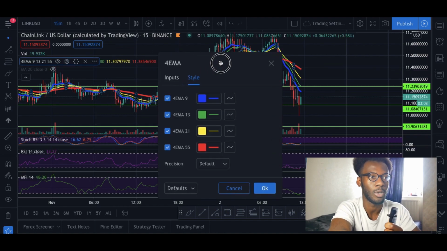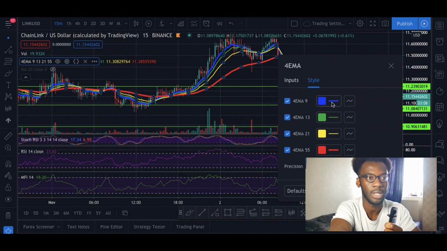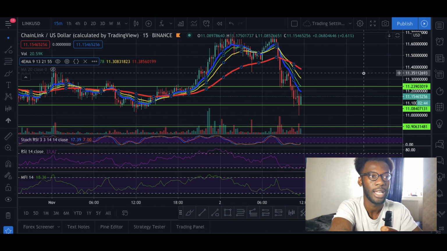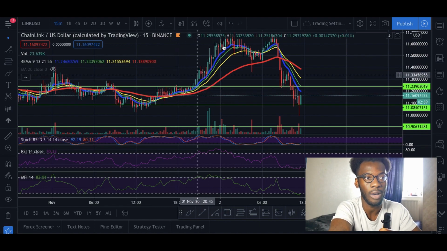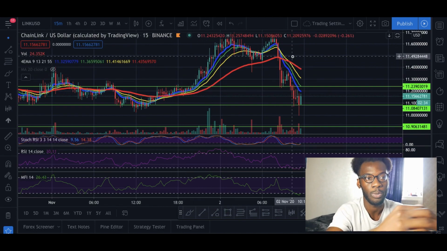I've color coded them accordingly, with the lowest number 9 being blue, the second number 13 being green, 21 is yellow, and then 55 is red. I've put the lowest number 9 on the boldest setting possible, and 55 also in the most bold setting possible. Essentially what we are doing here is whenever the thick red line is underneath all of the other indicators, that's when we're buying the market. And then when it goes over to being at the top of the market, that's when we sell.